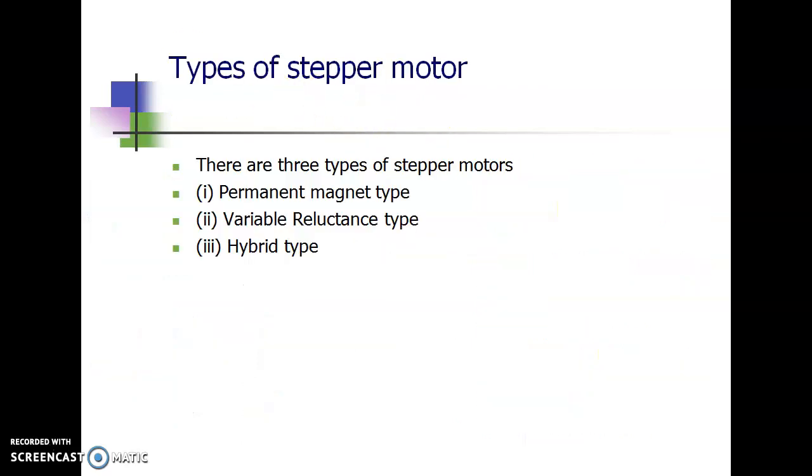The next one is, what are all the types of stepper motor available? There are three types of stepper motors. One is permanent magnet type, second is variable reluctance type, and the third one is the hybrid type. So far what we have discussed is the permanent magnet type.